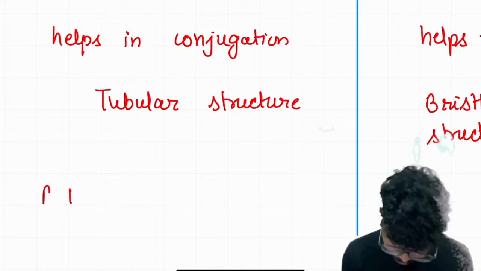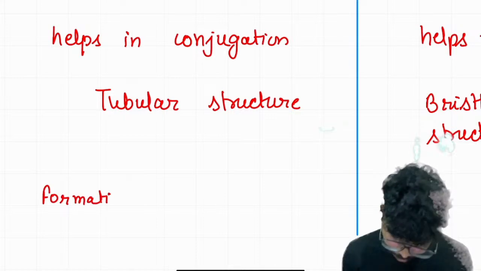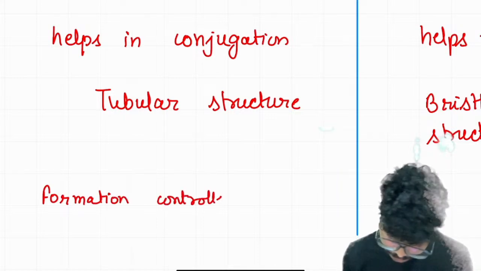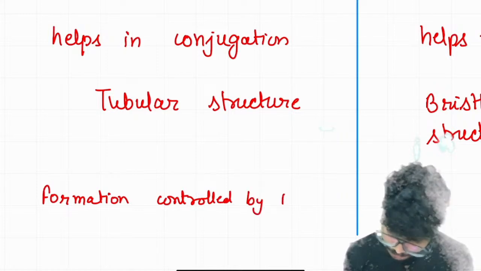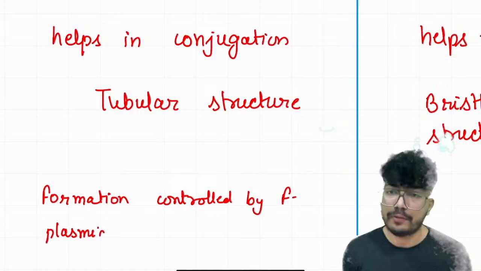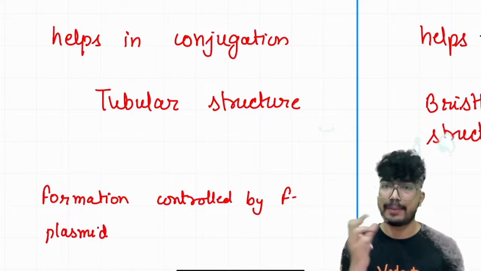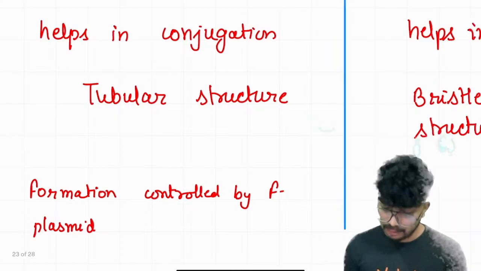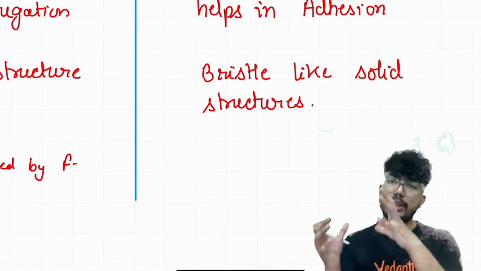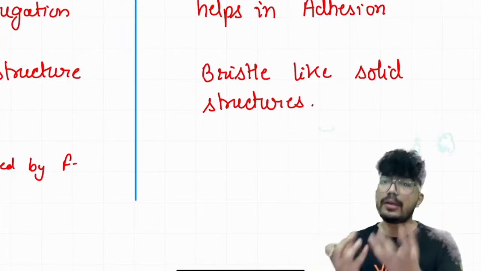I'll write the whole thing. Formation controlled by F plasmid. F stands for the fertility factor. So the cell should be F positive. It should have the fertility factor. But for fimbriae, the formation is controlled by some gene in the nucleoid. So I can call it the nucleoid gene.